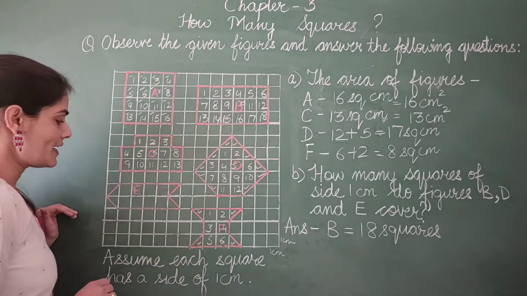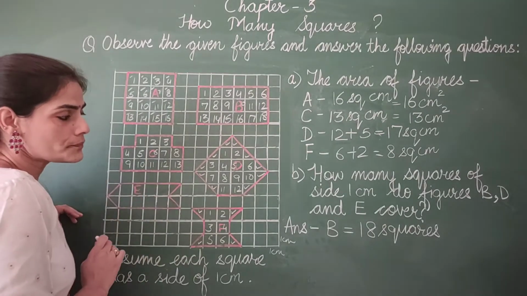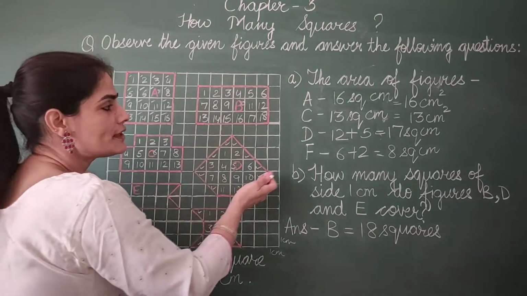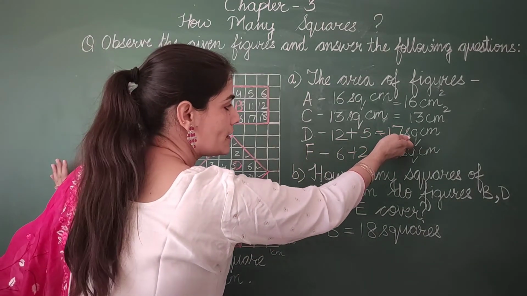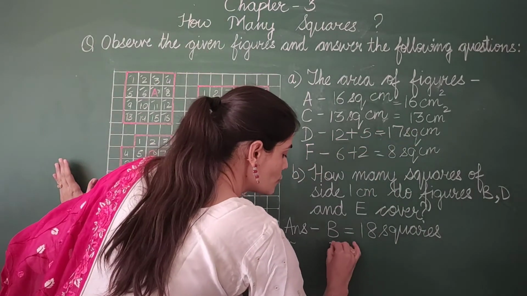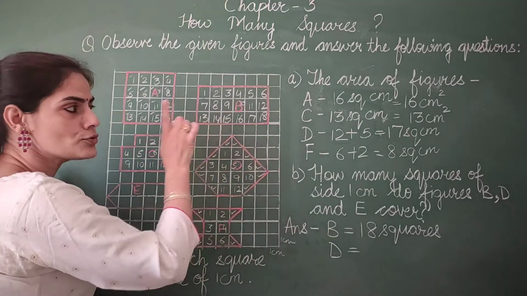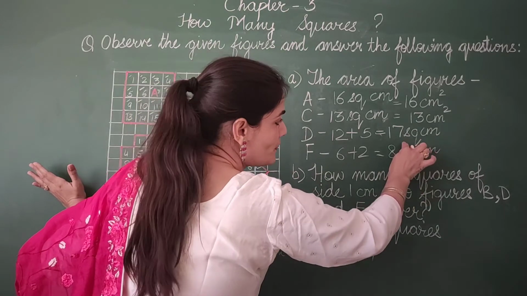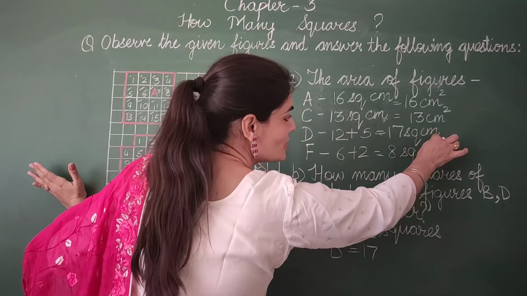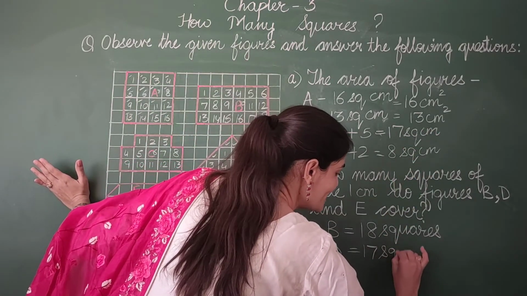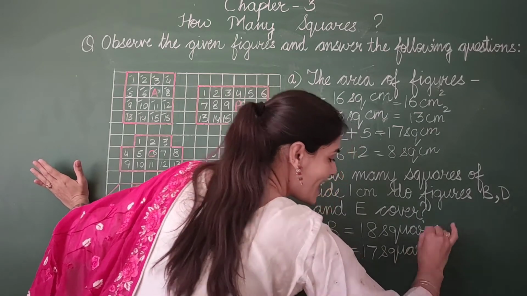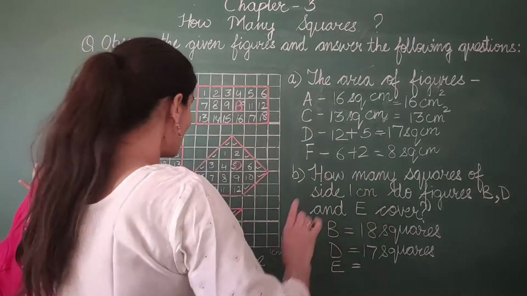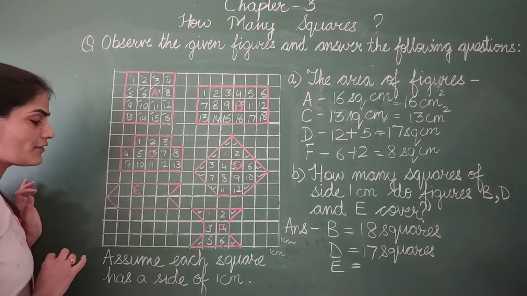Now next one is figure D. This is figure D. We had already calculated its area. It is 17. So we are not required to do the calculations again. So I will be writing 17. And in place of writing the unit of area, I will write here squares. Let's do the last part. How many squares does this figure E cover?